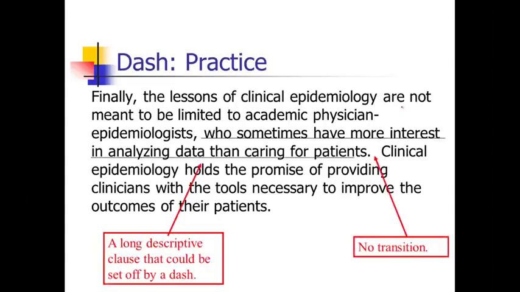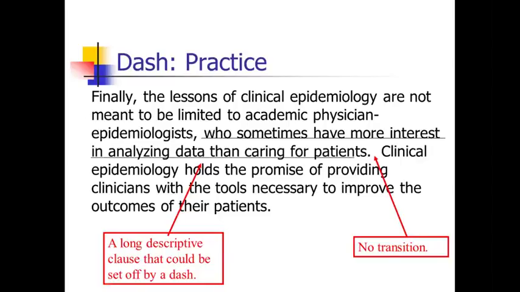All right, so as you're reading that one along, you'll notice a couple of things. So one, we've got this long description, who sometimes have more interest in analyzing data than caring for patients. And that long descriptive clause is just thrown in there. It might even be a little offensive to some, but I'm going to go with the message the authors are trying to make. So this is the descriptive clause that you could set off by dashes and use that to connect the first part of the sentence with the entire second sentence. And notice that when you go from that first sentence to the second sentence, there's no transition there, and it really is very abrupt. It's a shift, and it's a little confusing. And so you can get rid of the need for a transition there by drawing this all into one sentence.